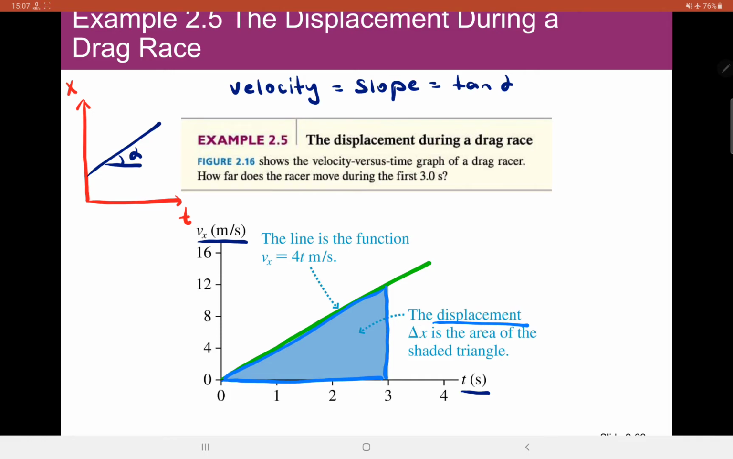So for a position time graph, slope equals velocity. For a velocity time graph, the area under the graph equals displacement. For example, for this problem, the area of this blue right triangle: we need to multiply two sides, so 3 times 12 divided by 2, because this is a triangle. So the answer will be 3 times 6, which is 18. So 18 meters, this will be displacement. This is a displacement, not distance. This part is very important.